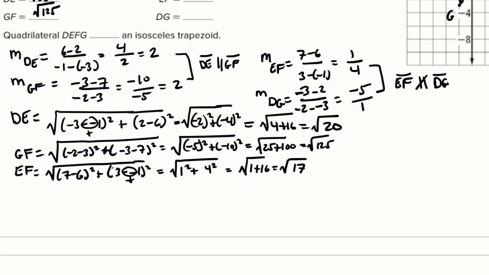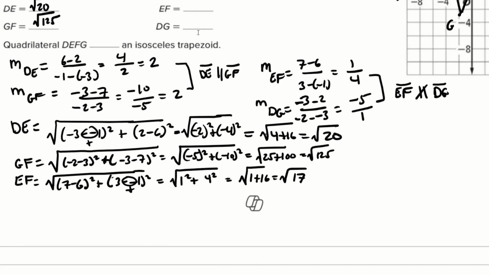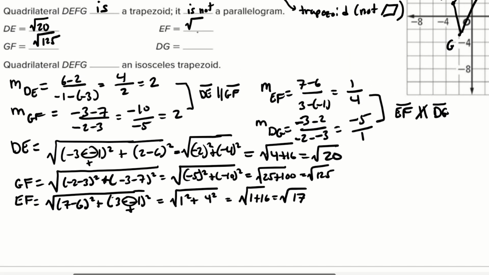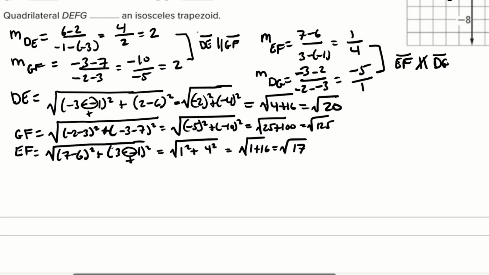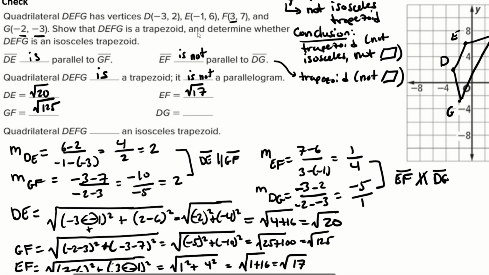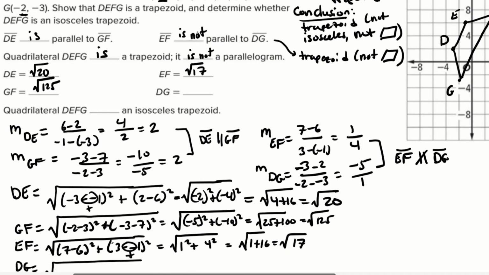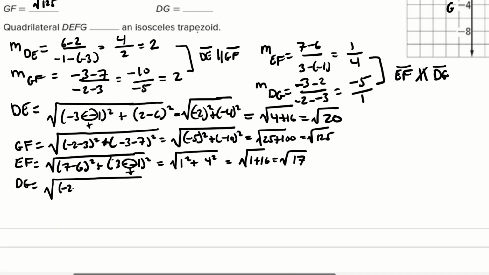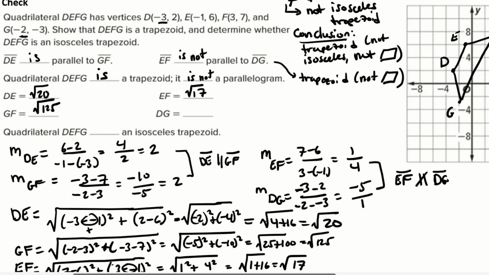All right, so last one here. Let's write this out first. This is the square root of 17. And we just got DG. Again, subtract the x coordinates. We have negative 2, negative 3. Negative 2 minus negative 3 squared, and that becomes positive. And then we got the y coordinates, negative 3 minus 2.